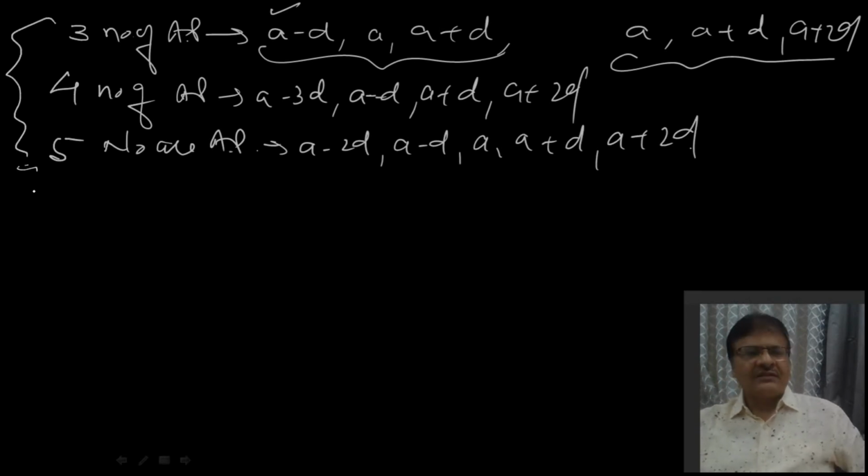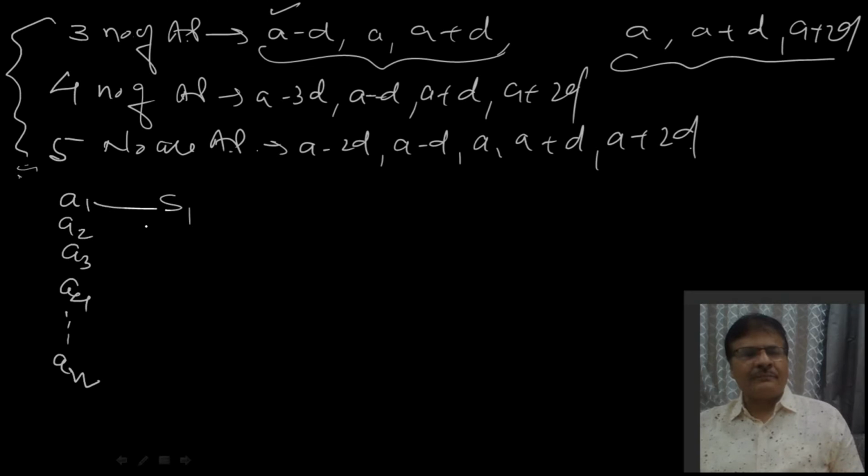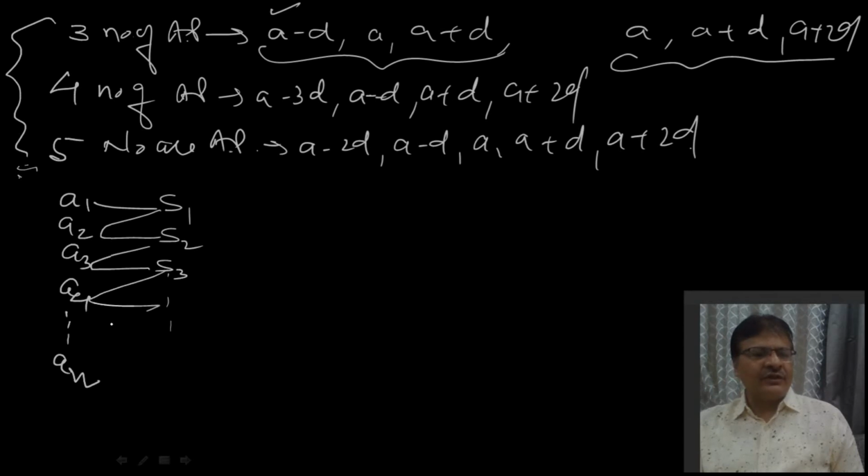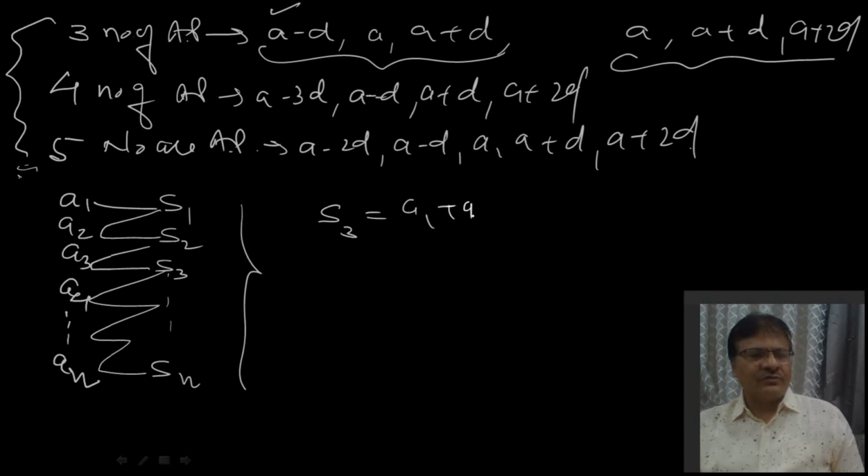Now, next point. Suppose the first term is A1, second term is A2, third term is A3, fourth term is A4, and that way the nth term would be An. So S1 and A1 are the same thing, the sum of one term or first term. If I add S1 and A2, then I get S2. Then if I add again A3, then I get S3. That way, if I go on adding these terms, the last would be Sn. So can I say sum of 3 terms equals A1 plus A2 plus A3?